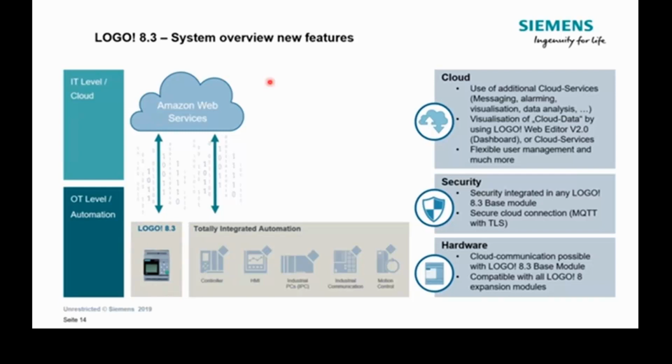And that gives us a few key features. So the first thing, we get to utilize the cloud services. So now messaging, push messages through to your mobile devices, alarming, visualization, analyzing of data, data archiving, all these sorts of things are all available through your existing Amazon cloud services. You can visualize the data in the cloud through using those cloud services and the tools that they've got.